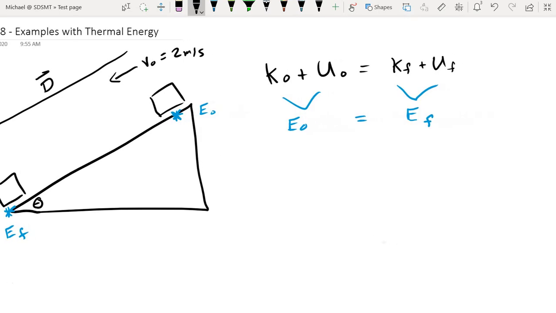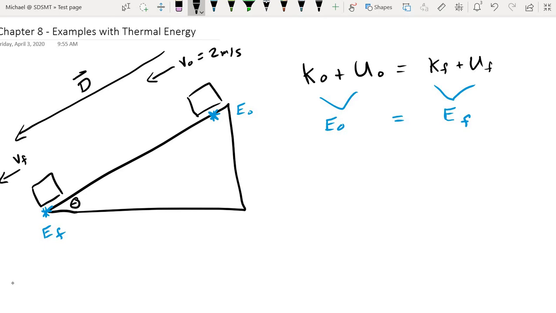But because we are considering friction, we're expecting there to be some roughness to the surface itself. There is also going to be some thermal energy that is generated. And so our final energy needs to be a combination of all three of those values.